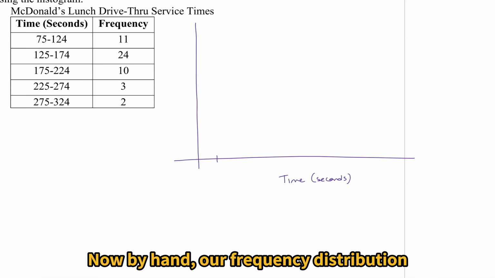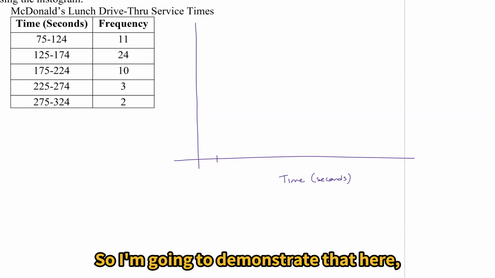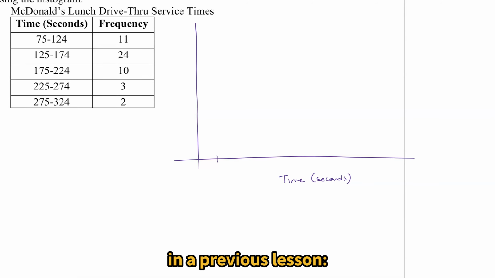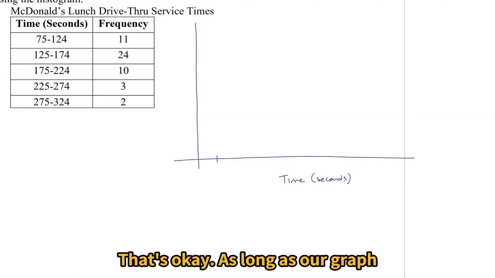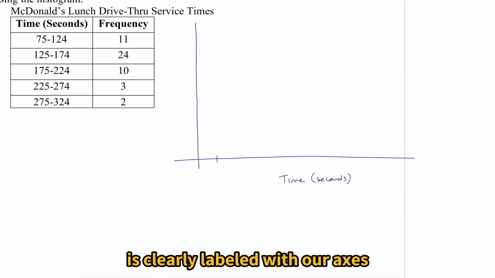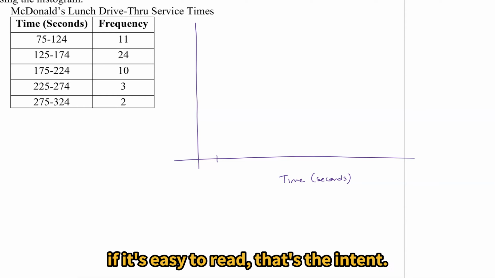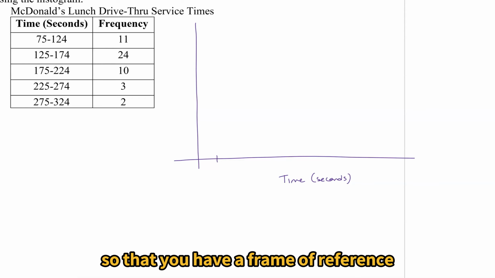Now by hand, our frequency distribution would use the class boundaries. So I'm going to demonstrate that here. But remember what I said about technology in a previous lesson? Technology won't allow us to do this. That's okay. As long as our graph is clearly labeled with our axes and our title, if it's easy to read, that's the intent. But I will demonstrate this for you so that you have a frame of reference on how to do it.